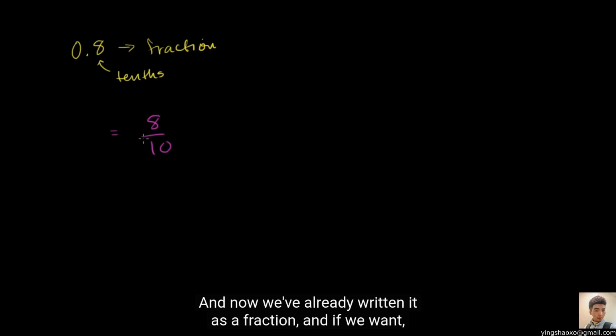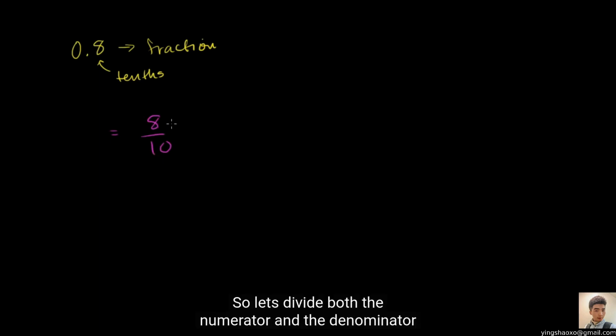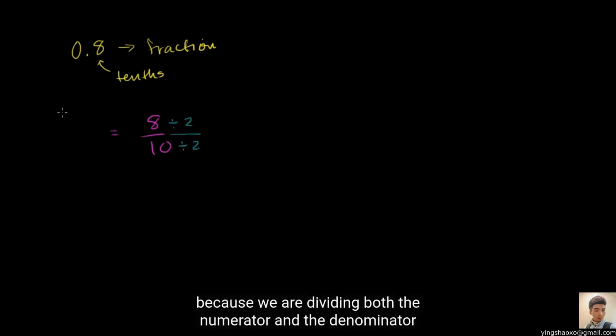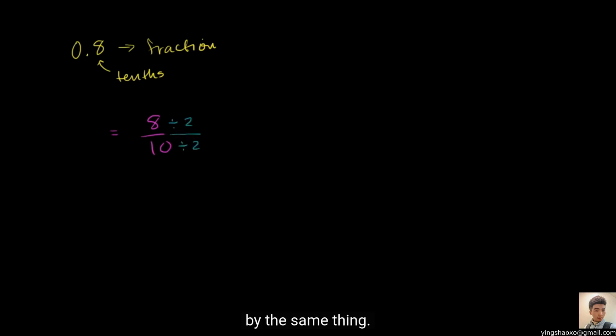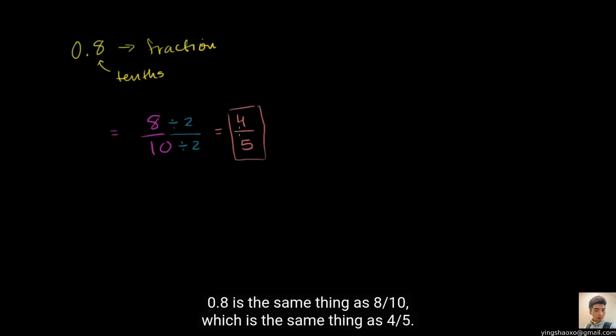And now we've already written it as a fraction, and if we want, we can simplify this down. Both 8 and 10 share common factors. They're both divisible by 2. So let's divide both the numerator and the denominator by 2. We're not changing the value of the fraction because we're dividing both the numerator and the denominator by the same thing. 8 divided by 2 is 4. 10 divided by 2 is 5. And we're done. 0.8 is the same thing as 8/10, which is the same thing as 4/5.